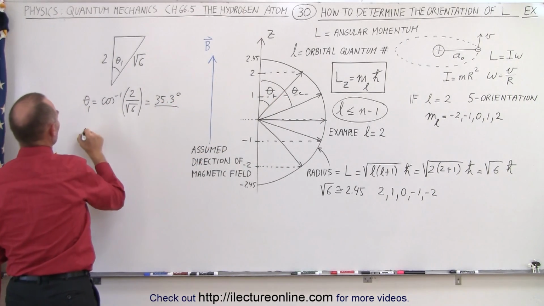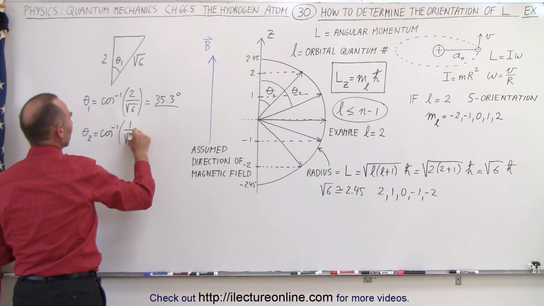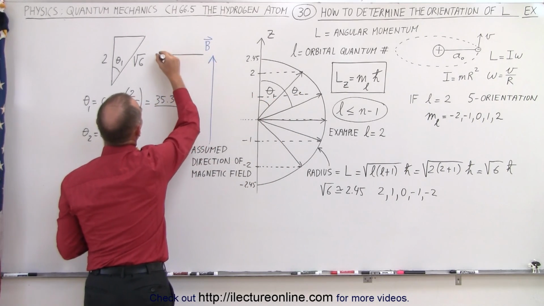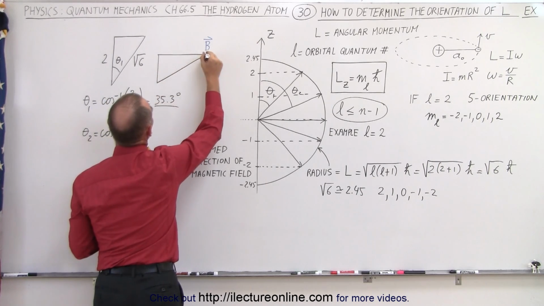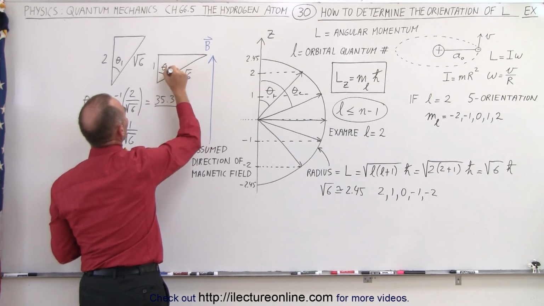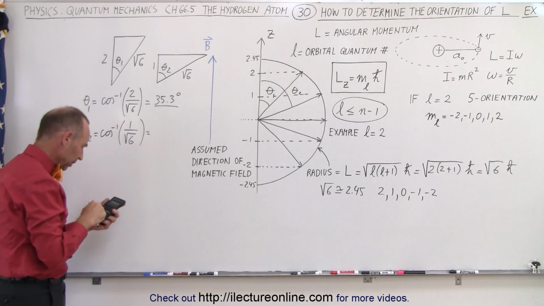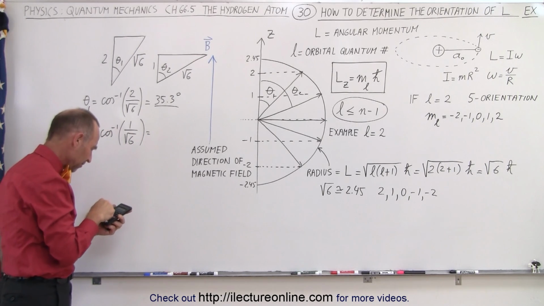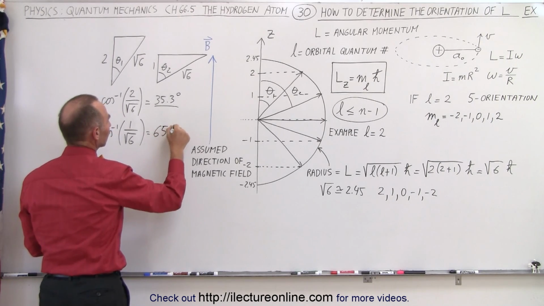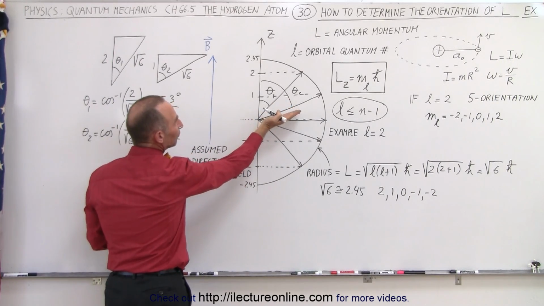The second angle, theta sub 2, is equal to the inverse cosine of 1 over the square root of 6, because now we have this different triangle right here, where this side is equal to 1, this is equal to the square root of 6, and we're looking for theta sub 2. So this would be equal to 1 divided by the square root of 6. Take the inverse cosine of that, and that would be 65.9 degrees. So there are the 2 angles that give us the orientation relative to the z-axis.